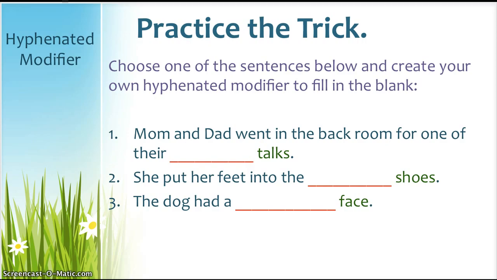Alright, now it's your turn. I want you to choose number 1 or number 2 or number 3, and I want you to create your own hyphenated modifier to fill in the blank. So write out the whole sentence, but this time put in your hyphenated modifier. So if Mom and Dad went in the back room for one of their talks, what kind of a talk was it? If she put her feet into the what kind of shoes? And what kind of look did the dog have on its face?